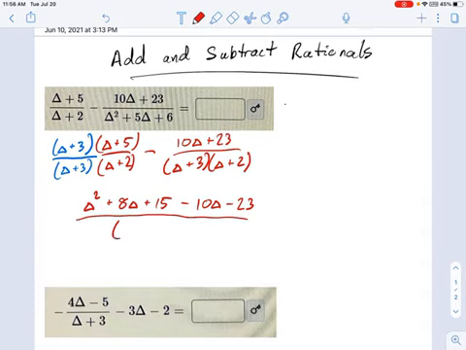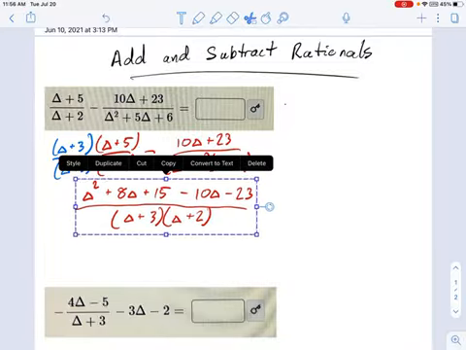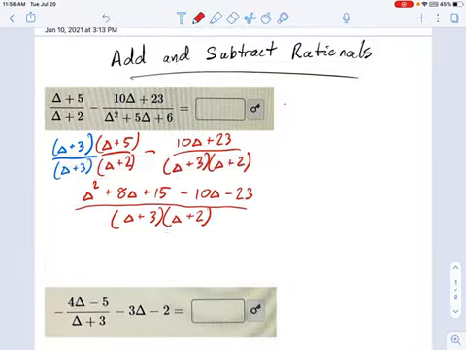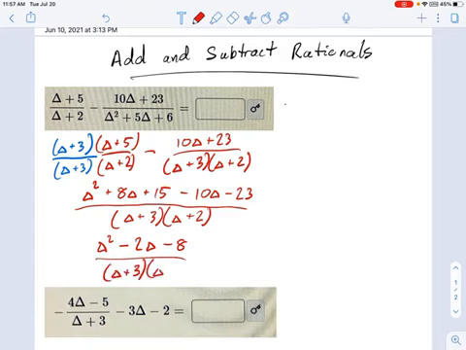And then on the bottom, I don't see any need to multiply that out. Generally, you should keep the denominators always factored because you will probably want to check the top and see if that factors as well. You might have something you can cancel out here to make it simpler. So collecting all my common terms, it's a delta squared. I have 8 delta and negative 10 delta, so that's going to be negative 2 delta. And then plus 15 minus 23, I think that's a minus 8. Okay, over delta plus 3, delta plus 2.